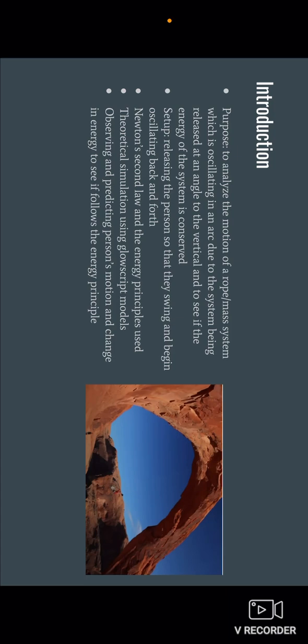Newton's second law and the energy principles were used, and we used a theoretical simulation in GlowScript to model this. We're observing and predicting a person's motion and change in energy to see if it followed the energy principle.